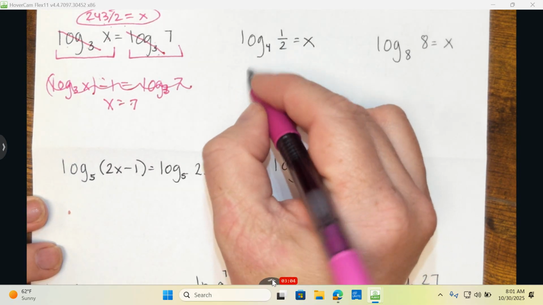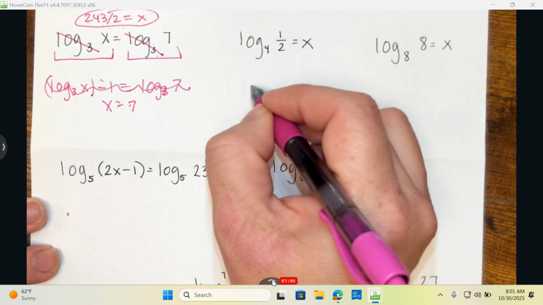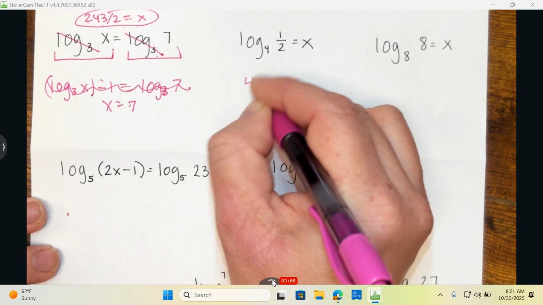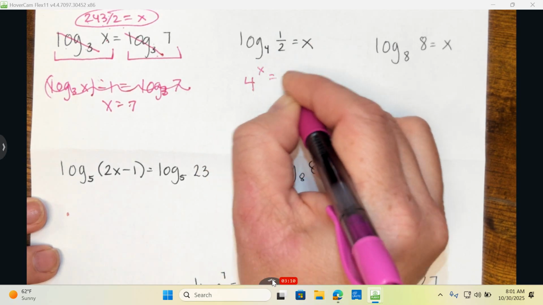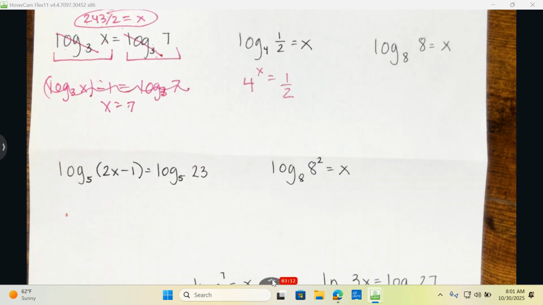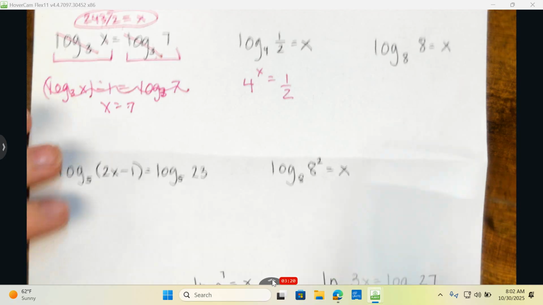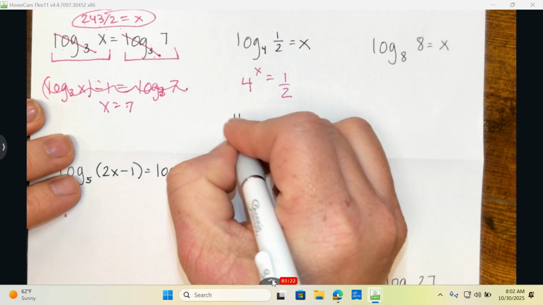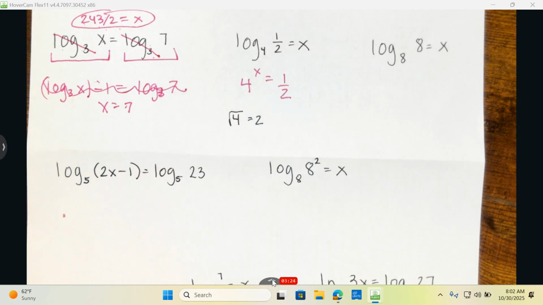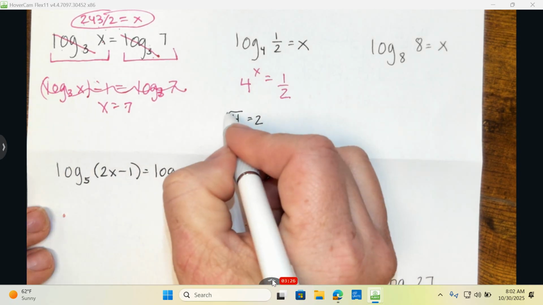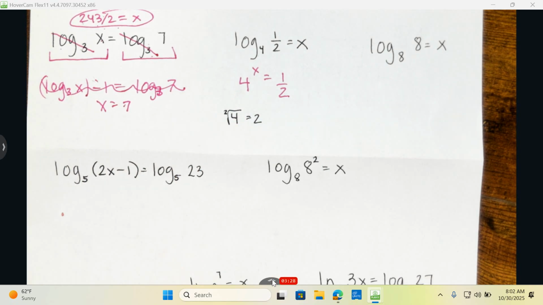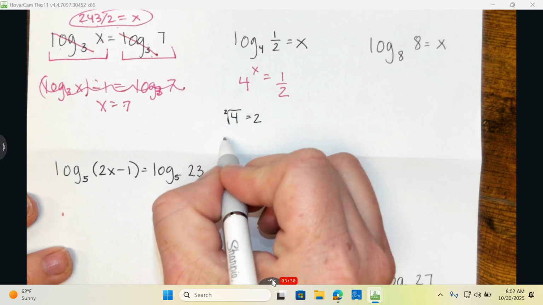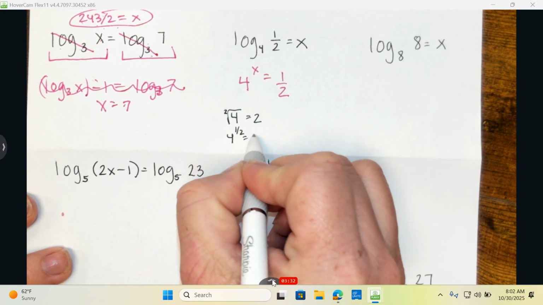Example number 5 from this portion, we're going to rewrite in exponential form. So we have 4 raised to x equals 1/2. This is tricky if this is your first day being introduced to logs. So I need to find out, what do I need to raise 4 to get to 1/2? Well, I know that the square root of 4 equals 2, so keep that in mind. I also know that the nth root on a square root is a 2, so I could rewrite this as 4 to the 1/2 equals 2.